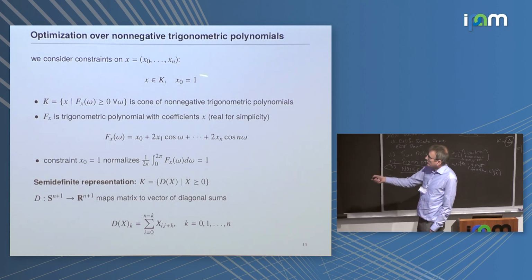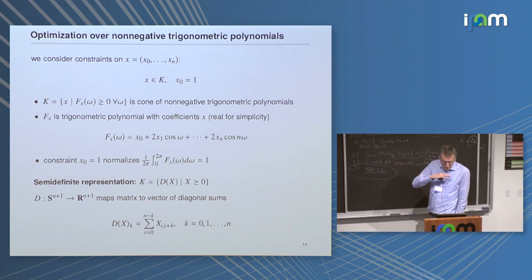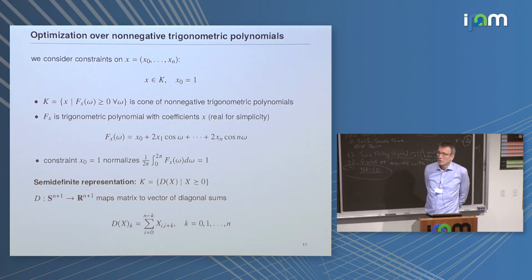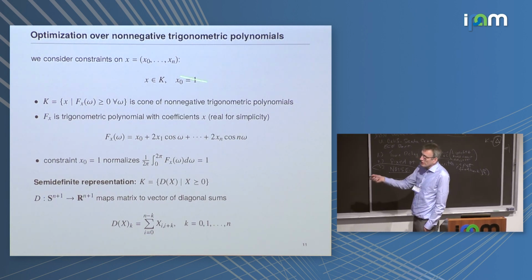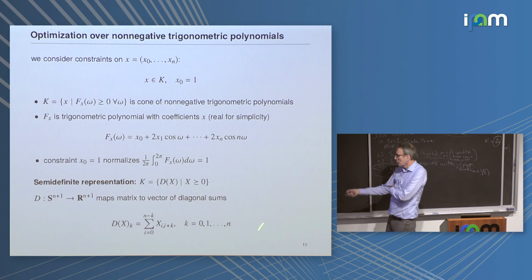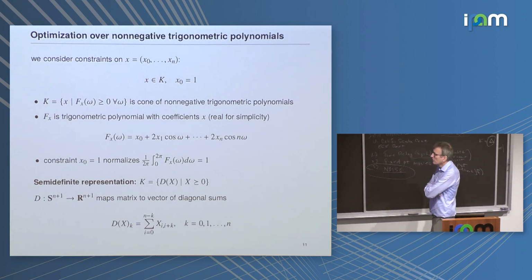We'll normalize it by normalizing the first component to be 1, sort of the counterpart of the sum of the xi's being 1 in the entropy case. But that's not too important. Other types of normalization might work. You might have an upper bound on x0, which would also work. So this, as I mentioned in the introduction, has a semi-definite representation, and it is explained here.